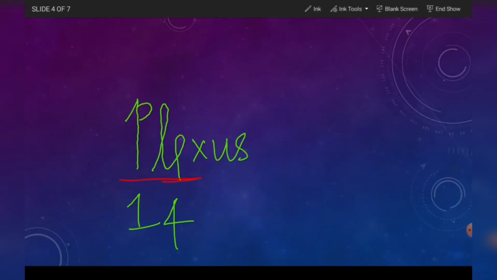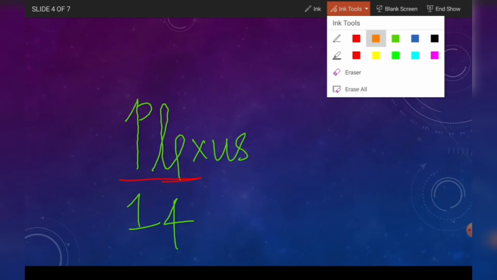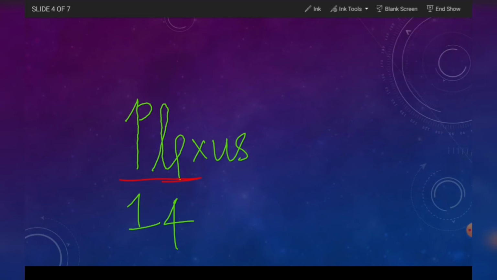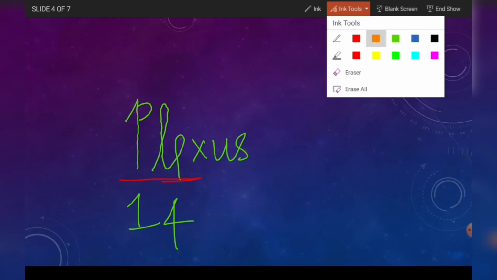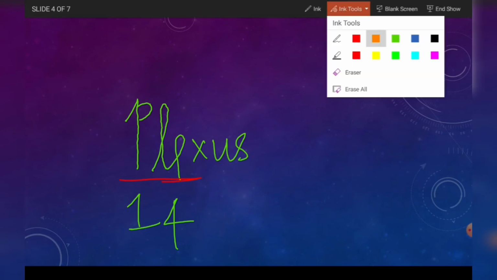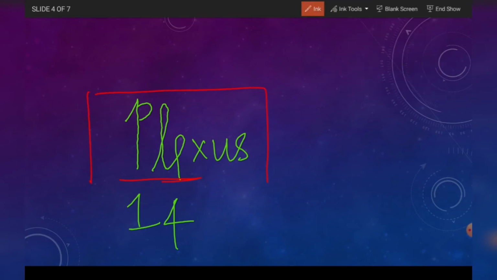In order to remember them, it's important to remember their root values. To remember the plexus, we can visualize it written as this, that is plexus. This resembles 14, the numbers 1 and 4, 1 and 4, 1 and 4.